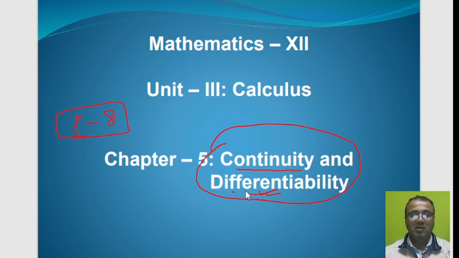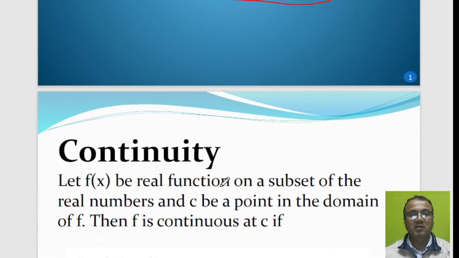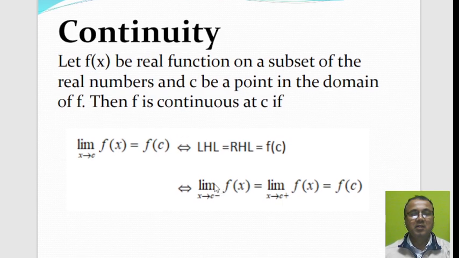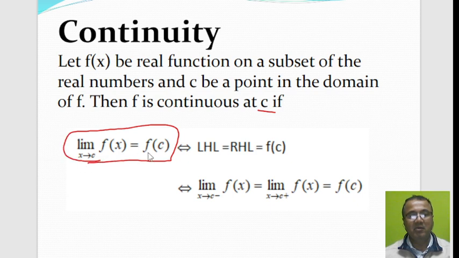Now, what does continuity mean? Let f(x) be a real valued function on a subset of the real numbers, and c be any point in the domain of f. Then f is continuous at c. When will it be continuous? If limit x tends to c of f(x) is equal to f(c). If they are equal, then you can say that it is a continuous function.